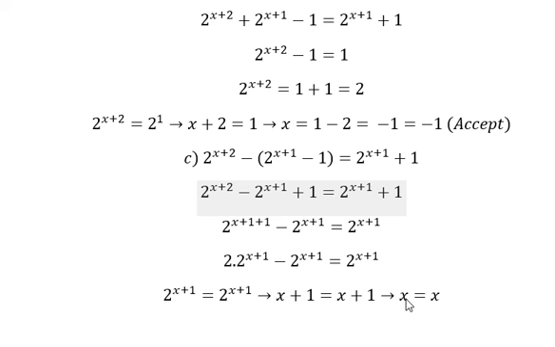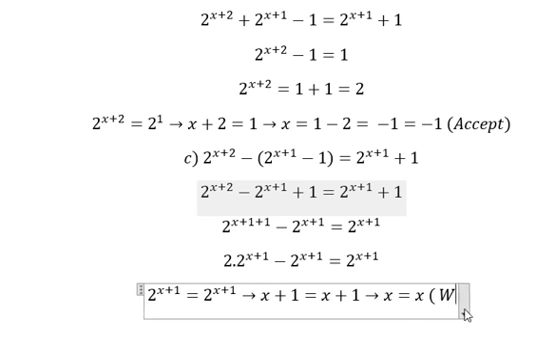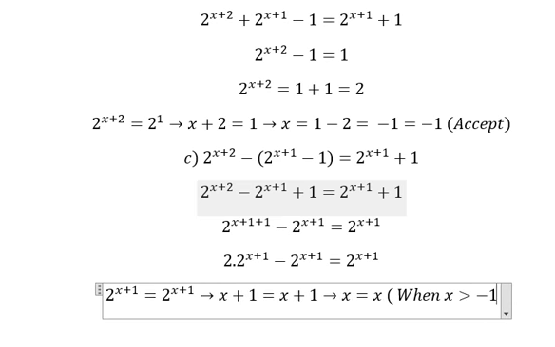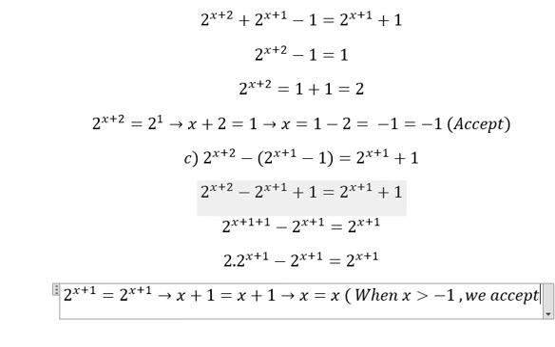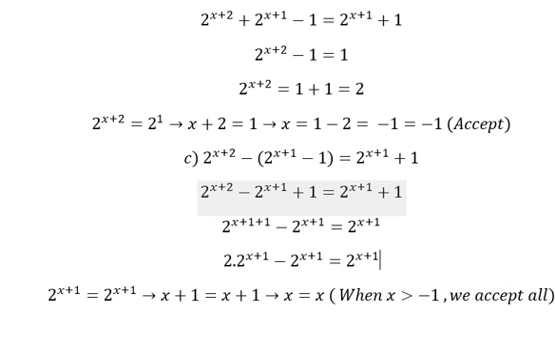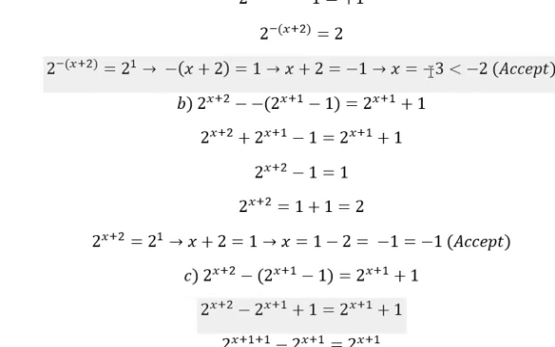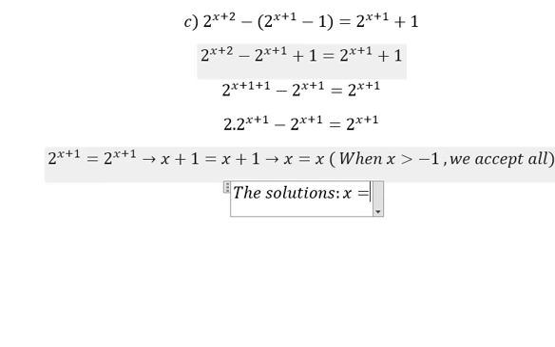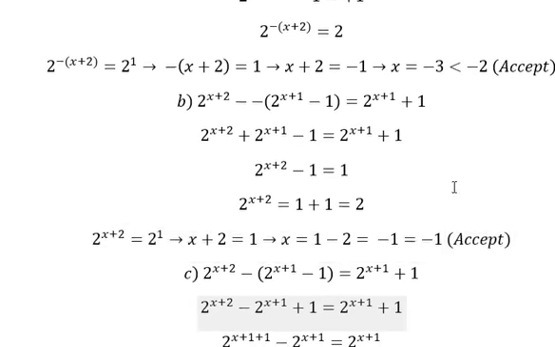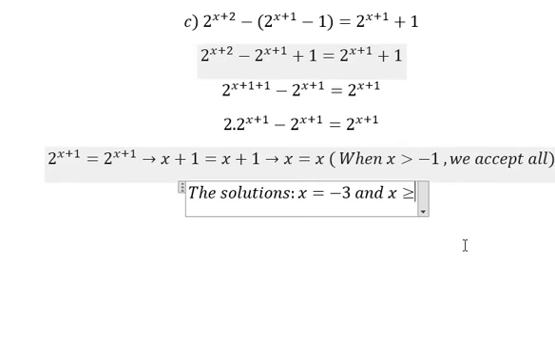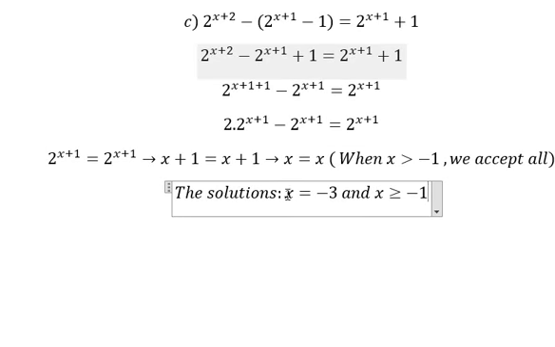So in this situation, when x is greater than negative number 1, we accept all. So in conclusion, the solution of this one, that's x equals to negative number 3, and x is greater than or equals to negative number 1. So this is the combination in here. That's the end.